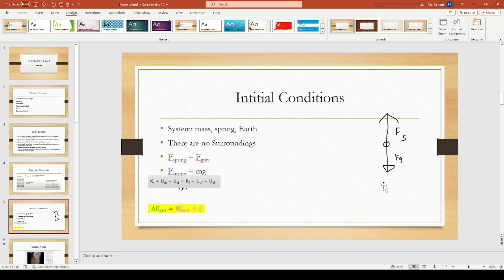Our system is the mass, spring, and Earth, and there are no surroundings in our case. I mean, there might be surroundings, but we're not using any of them. We're saying that the spring force is equal to the force of gravity, so the spring force is equal to mg, and then this is just the conservation of energy law.